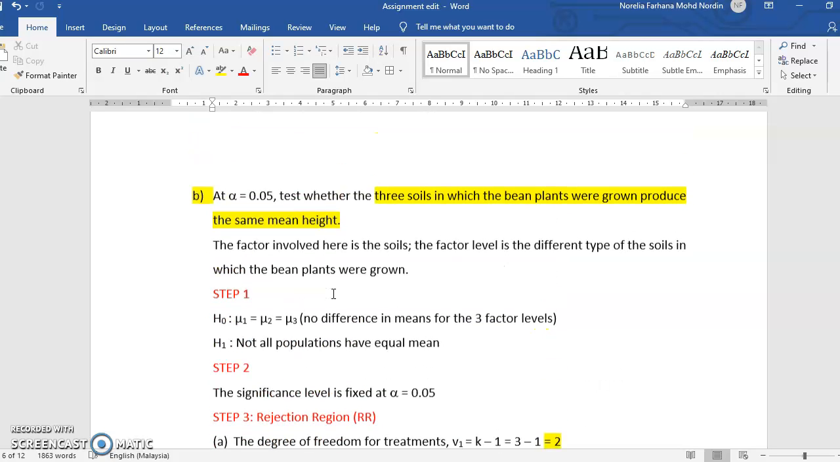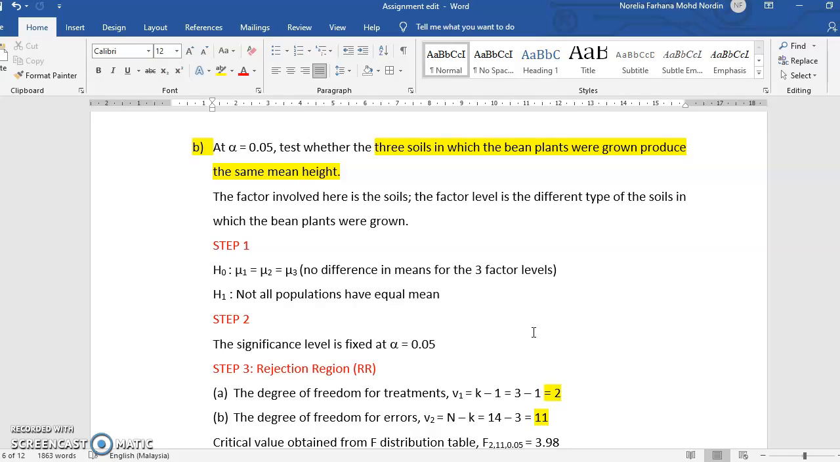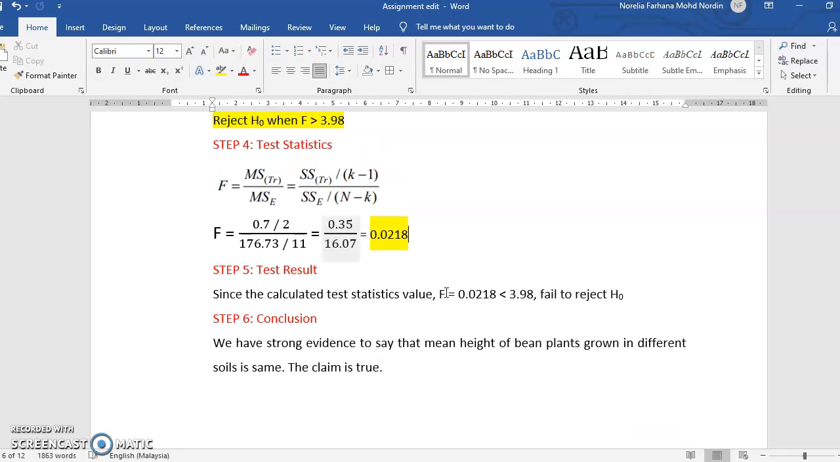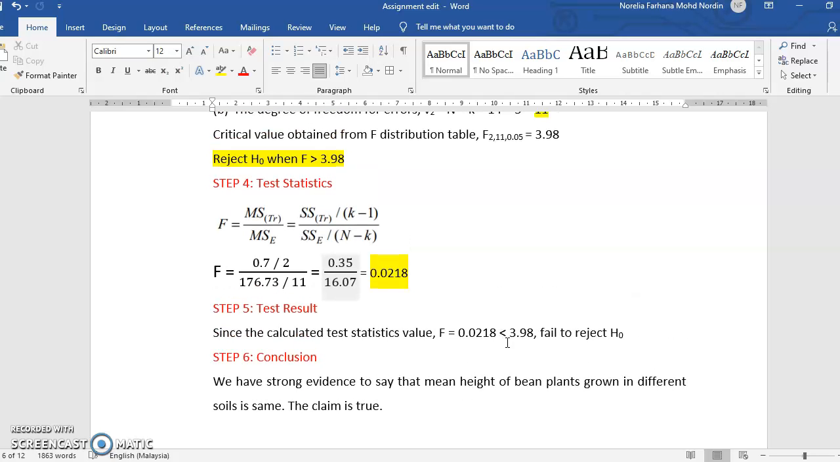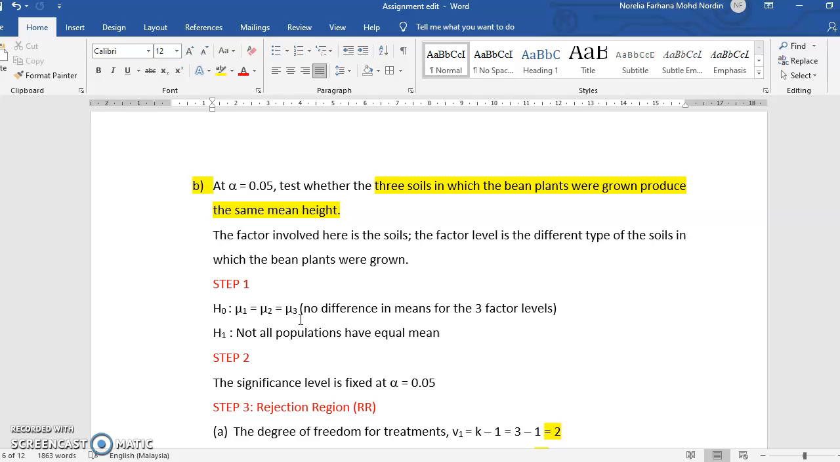So fail to reject means that the statement must be true. So the conclusion, we have strong evidence to say that the mean height of bean plants grown in different soil is the same. The claim is true. Let's say if we got the calculated F greater than 3.89, so we must reject the H0. If we reject the H0, it means that there is a significant difference in the mean height of bean plants from three different populations.